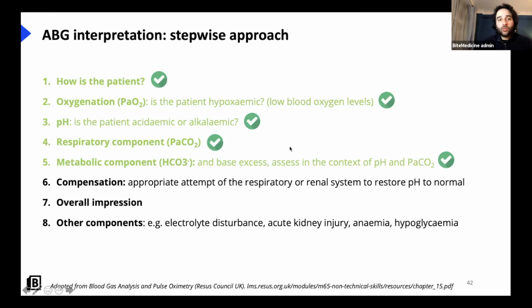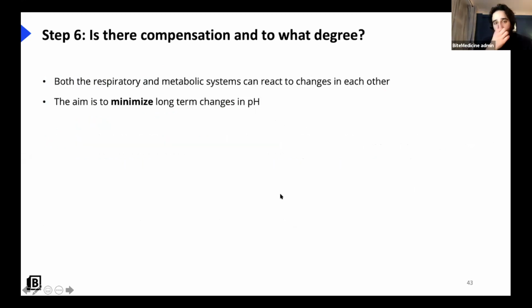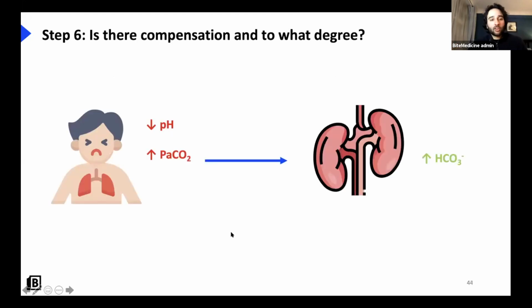So we need to have a look. As I've touched on numerous times, both your kidneys and your lungs can react to changes in each other. The overall aim is to minimize any long-term changes in your pH. Before I get into the nitty-gritty of definitions, I think it's easiest to think about a couple of cases. We first have to think, what is the primary problem in the patient? And then we can consider if there's compensation.